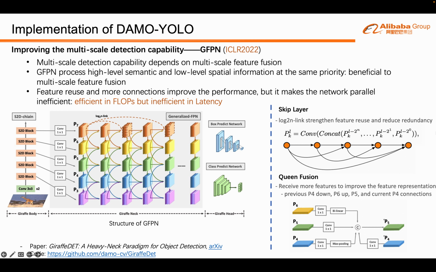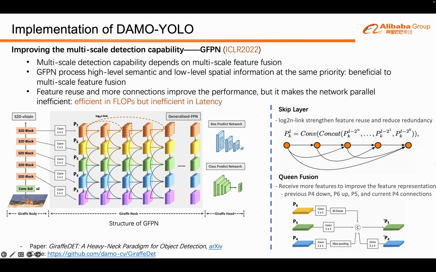To strengthen the feature fusion between different scales, we propose queen fusion. Each node in queen fusion receives features not only from its neighbor levels, but also from the same level. So it converts feature fusion from a parallel style over feature resolutions to a serial structure like this figure shows.